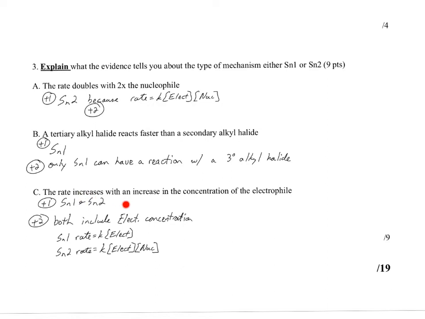The rate increases with an increase in the concentration of the electrophile. Both SN2's rate involves the electrophile, and so does the rate for SN1. So it could be either. Both could be going up. So it doesn't tell you which one. This doesn't help you determine either. So it's actually both. Right? So the rate for SN1 is rate constant times concentration of electrophile. SN2 is rate constant times concentration of electrophile and nucleophile. Right? So it could be both in this case. You've got to know those factors.